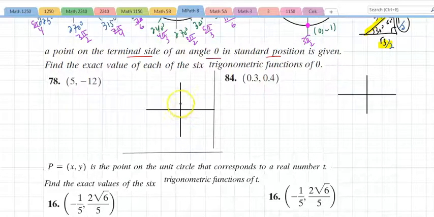X is 5. Assume you moved 5 units to the right and 12 units down. Isn't that the point 5, negative 12? If I run a line from the origin to that point and always down to the x-axis, there's the angle theta. Well, if this is 5, this is 12, wouldn't you say the hypotenuse squared, because that's a right triangle, is 5 squared plus 12 squared? Wouldn't you say the hypotenuse is 13?